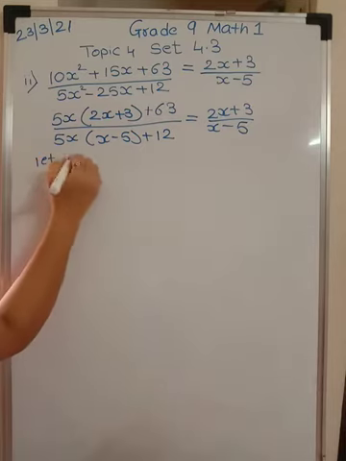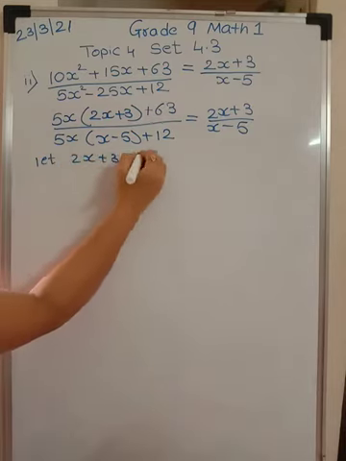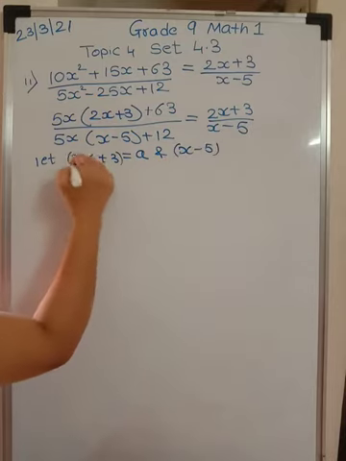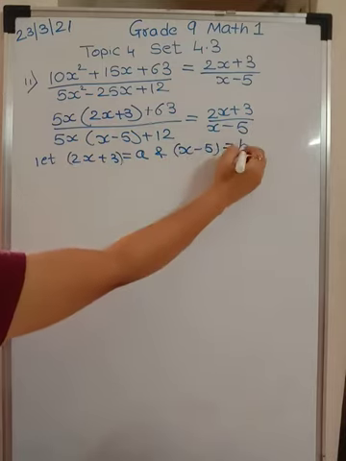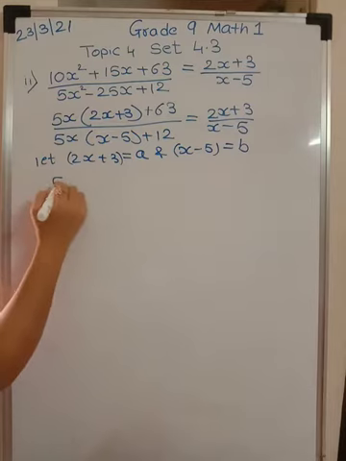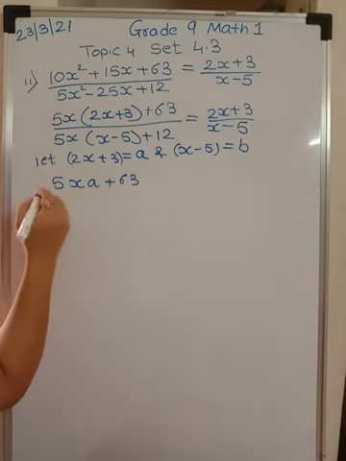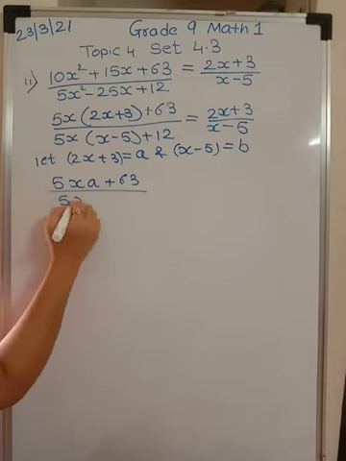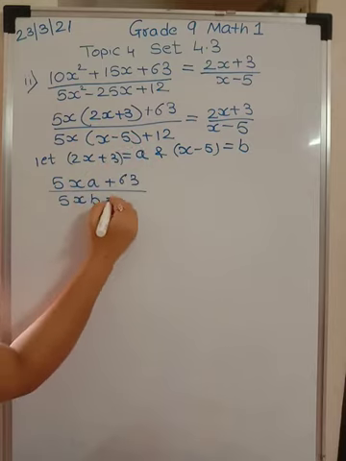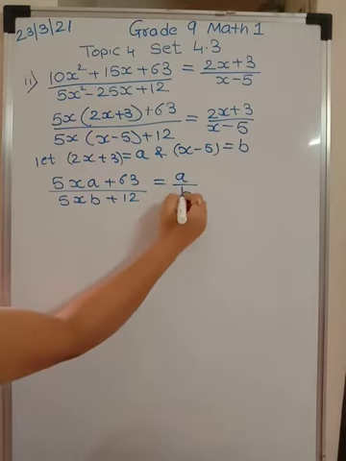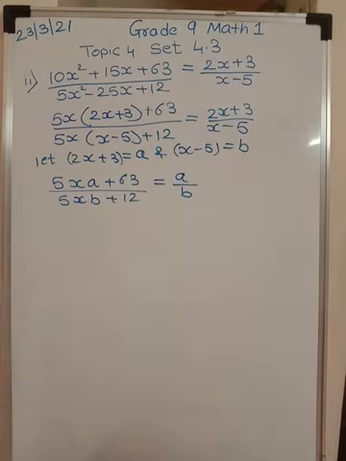Okay. Now, let us substitute a for 2x plus 3. So, let 2x plus 3 is equal to a and x minus 5 is equal to b. So, for this I am going to write a and for this I am going to write b. So, what am I going to get? First I will get 5xa plus 63 upon 5x, this is now b, plus 12 is equal to a upon b, because this is a and this is b. Up till here is it clear?